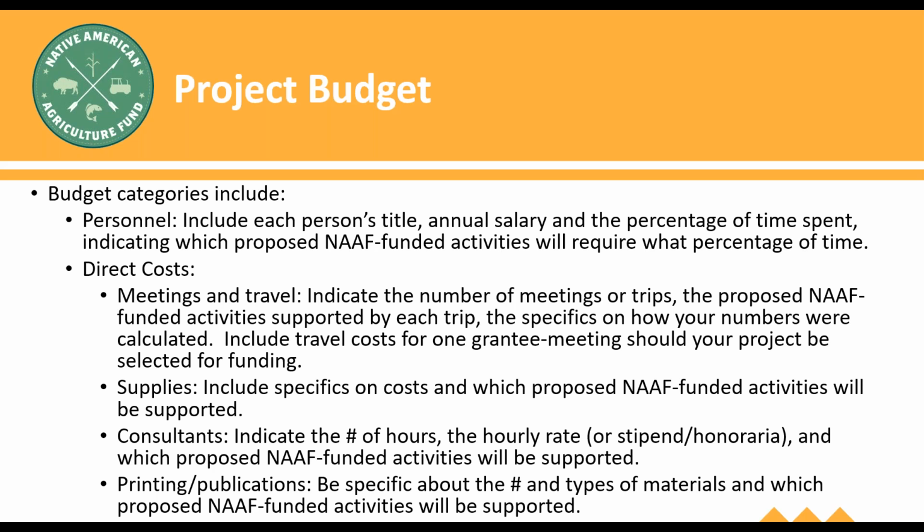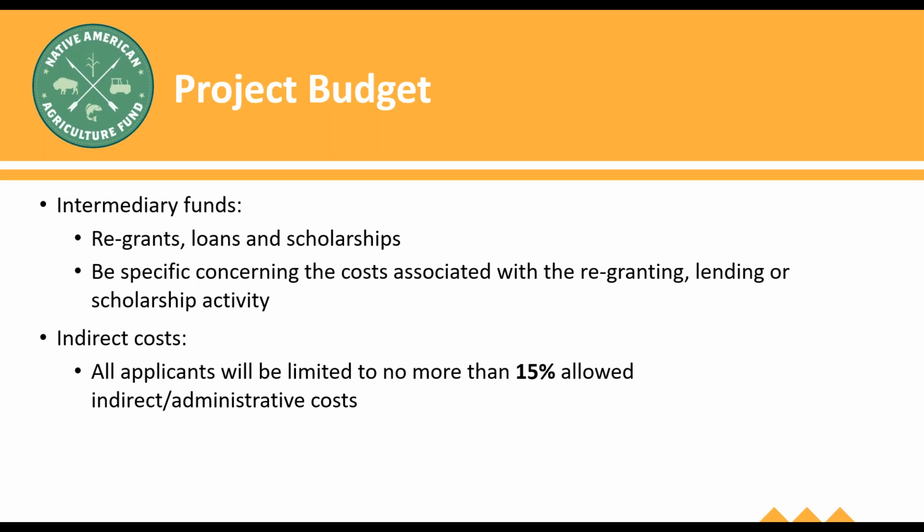This slide really talks a little bit about trying to get you to be specific about supplies. If you're going to use consultants, indicate the number of hours and the hourly rate ranges or stipend or honoraria that you're going to be using to work with them in NAAF supported work. Printing and publications, just be specific there about the number and types of materials you're thinking that you might need to actually support your work. And I think I've already covered meetings and travel issues. If you're going to be doing regranting, loans or scholarships, just be specific about the costs associated with that work.